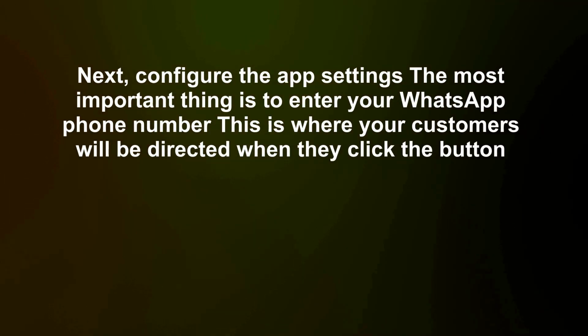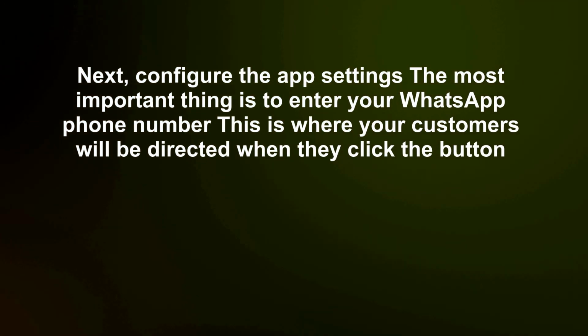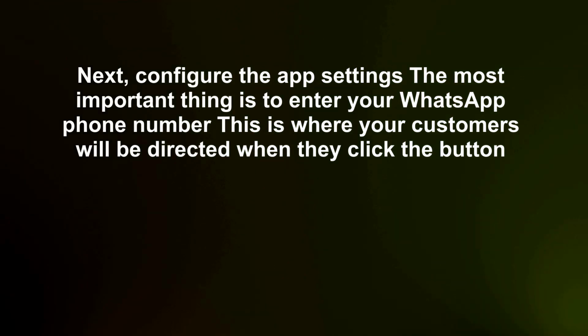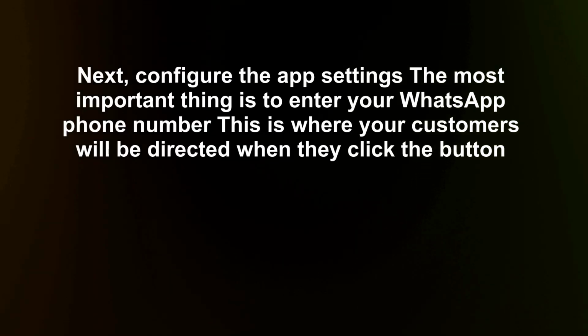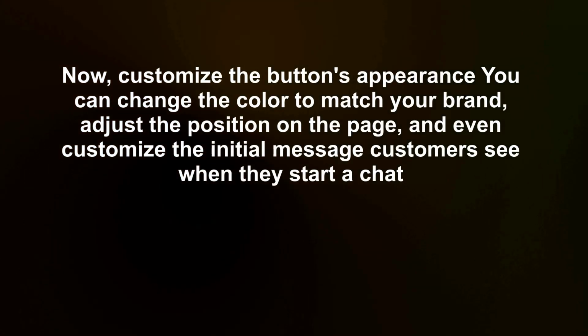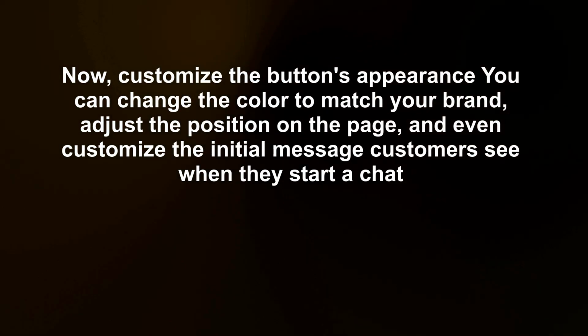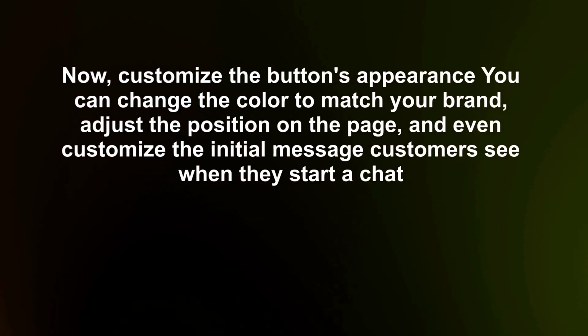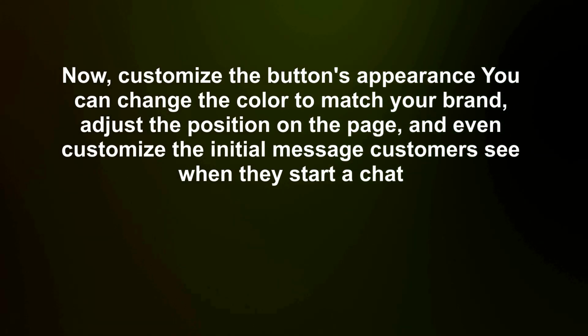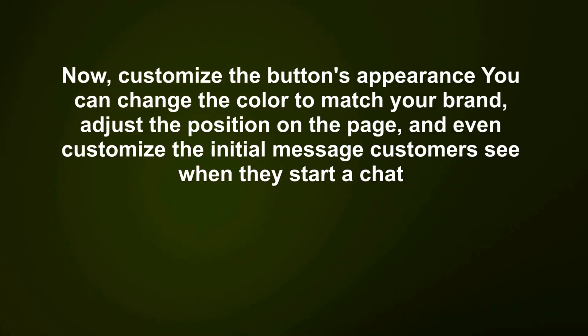Next, configure the app settings. The most important thing is to enter your WhatsApp phone number. This is where your customers will be directed when they click the button. Now, customize the button's appearance. You can change the color to match your brand, adjust the position on the page, and even customize the initial message customers see when they start a chat.